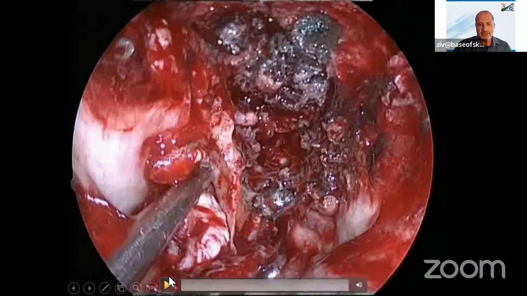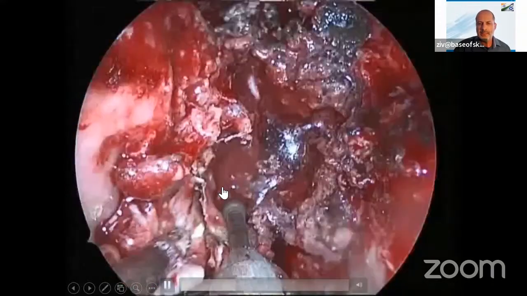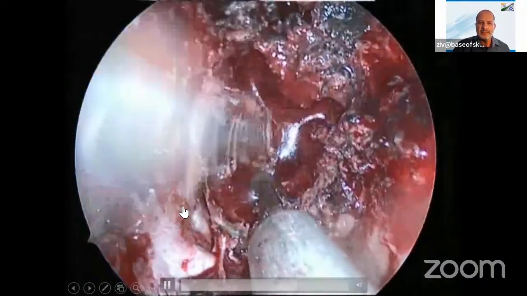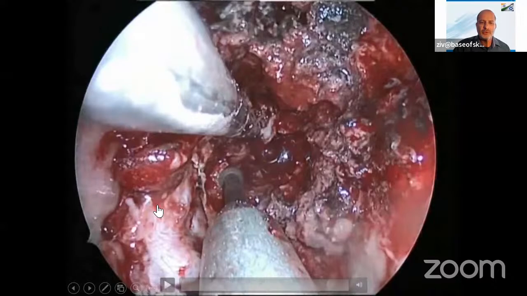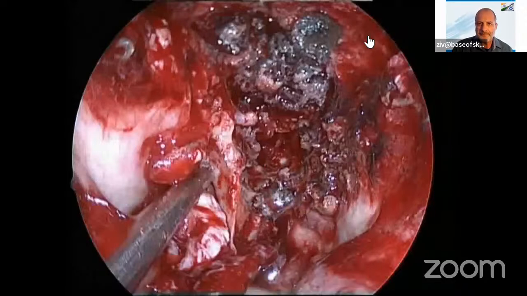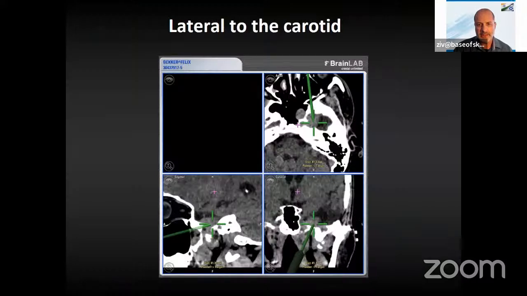This is a picture showing you the access to the PPF, the pterygopalatine fossa. This is the medial pterygoid plate. The lateral pterygoid plate was removed. The posterior wall of the maxillary sinus was removed. And you can see here a nice access to the infratemporal fossa. Again, choana, cribriform plate, medial pterygoid, lateral pterygoid was removed. And this is the area posterior to the maxillary sinus. And this is where we are in the navigation, removing the tumor.